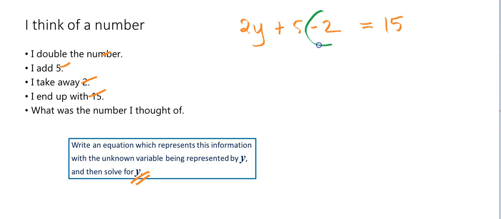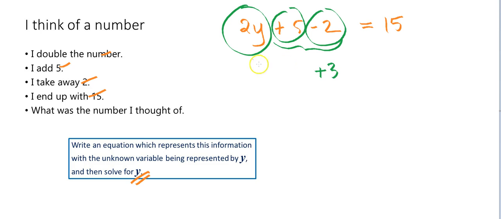Let's collect like terms first, simplify the whole equation. So I've got plus 5 minus 2. So plus 5 and minus 2 gives me plus 3, and I still have the 2y. So if I rewrite the equation, it becomes 2y plus 3 equals 15. So now I can begin to solve.